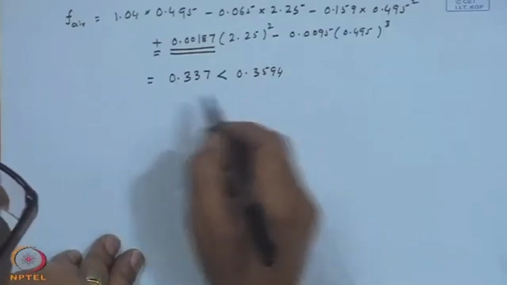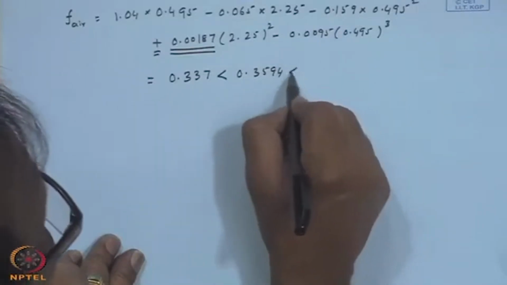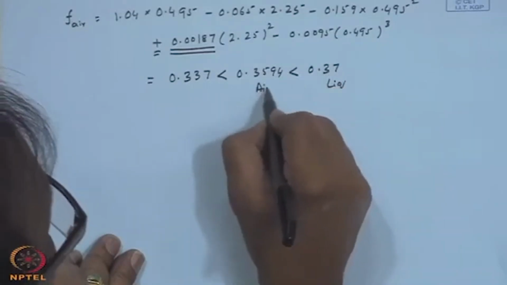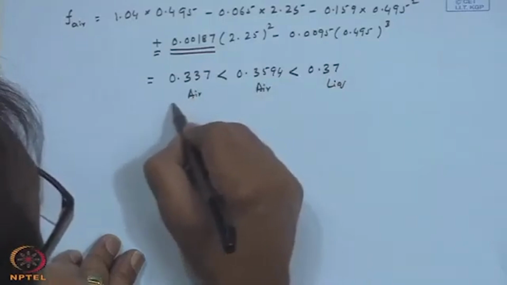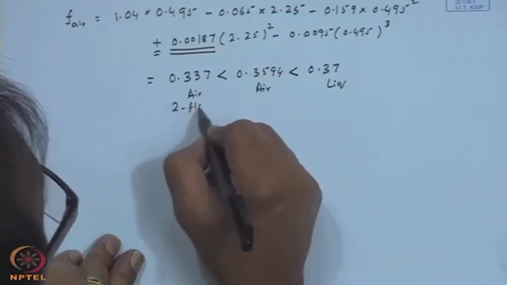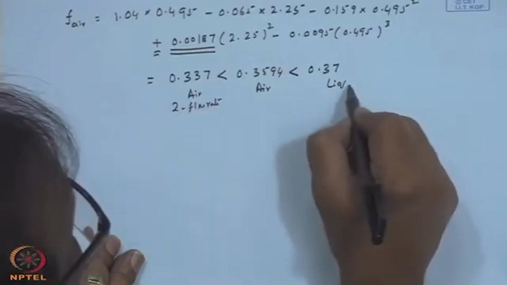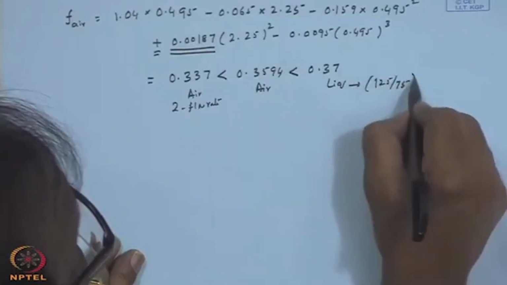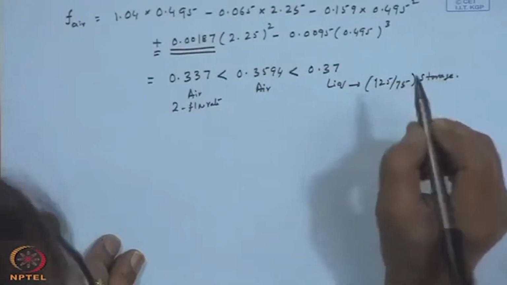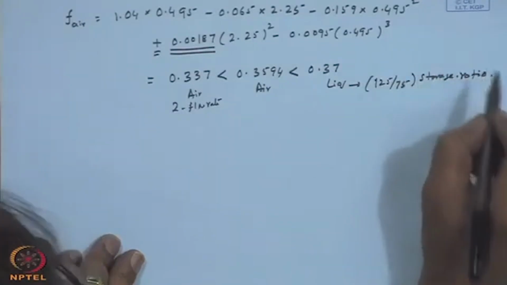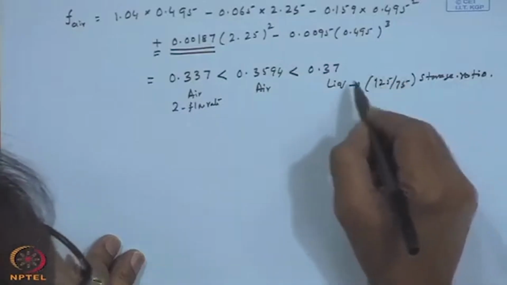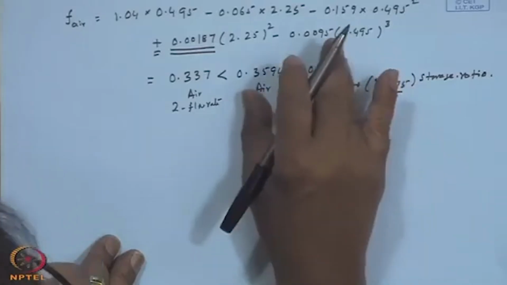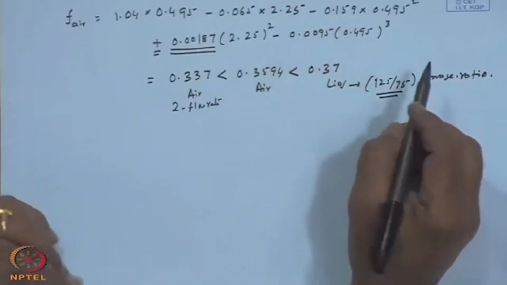So, consequently, this is less than 0.37 or whatever it is for liquid, for air at 2 times flow rate. Of course, this liquid is at 125 by 75 storage ratio. Okay. So, this is at a higher storage. So, if you bring down the storage of this, it may be comparable. This is 36 and 37; there may not be much difference between these two. That is what we should not forget.